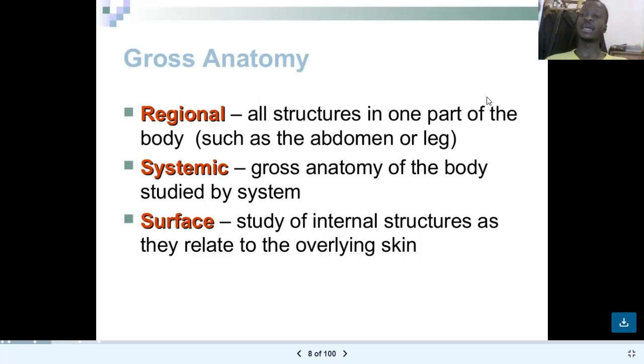Then there is systemic anatomy, whereby you can do cardiovascular anatomy. You look at all the structures that are involved in that system. You can look at endocrine anatomy. You'll be looking at all the structures that are actually involved within the endocrine system.